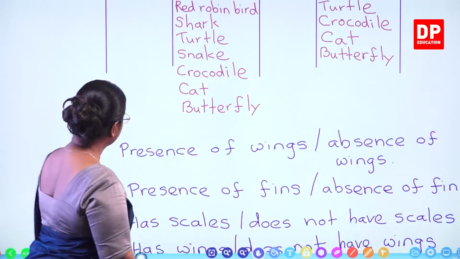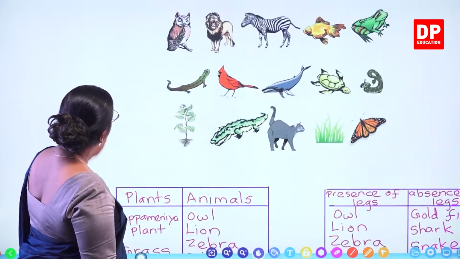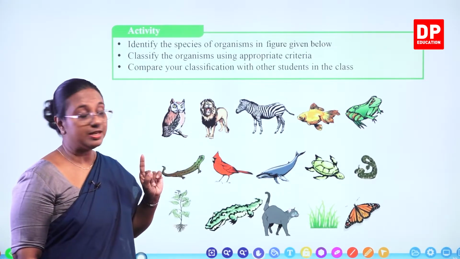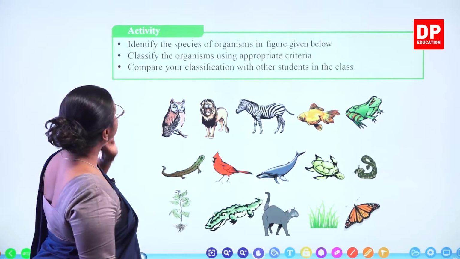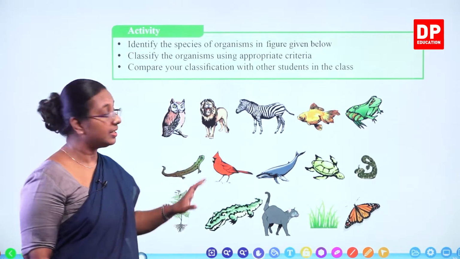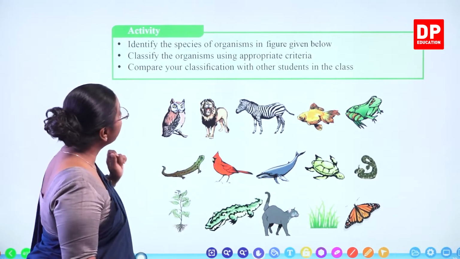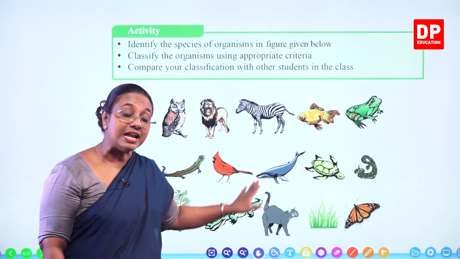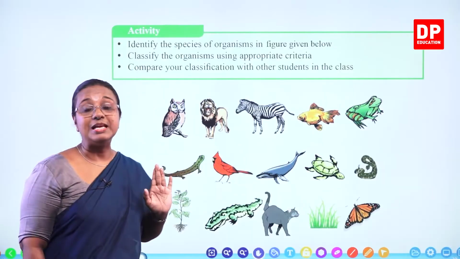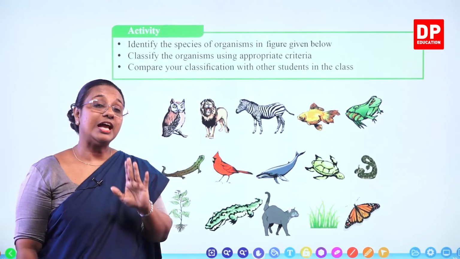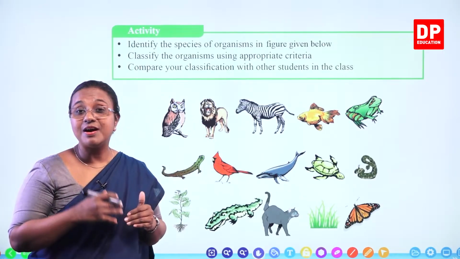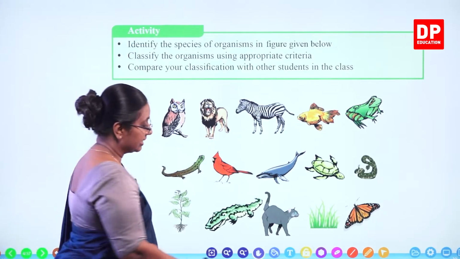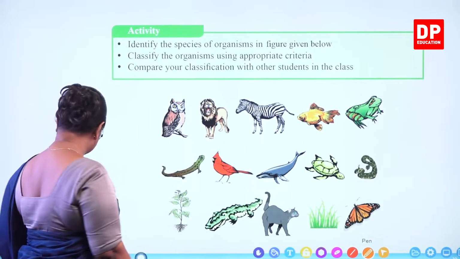Before I go to the next slide, if we go back to the activity: we identify the species of organisms in the figure below. We did identify them, then classify the organisms using appropriate criteria. That also we did. Then compare your classification with other students in the class. That is what I told you, there can be different criteria. So we have completed that activity. I am sure you all can understand the drawbacks in classifying organisms using any type of criteria. So with that understanding, students, we will move on to the next slide.